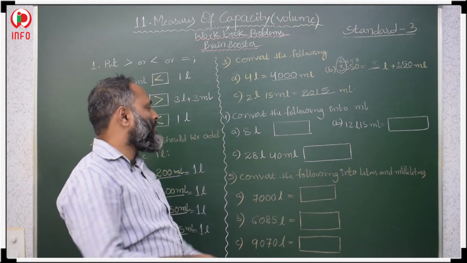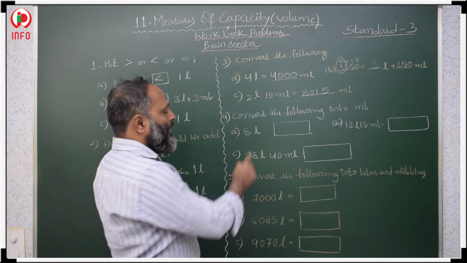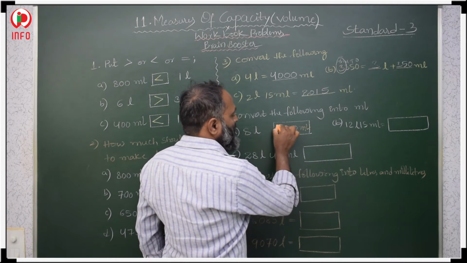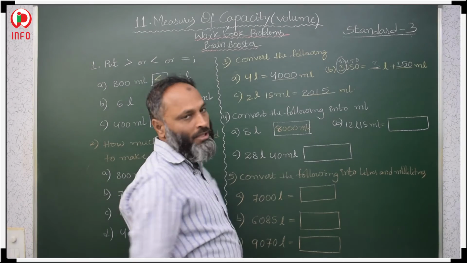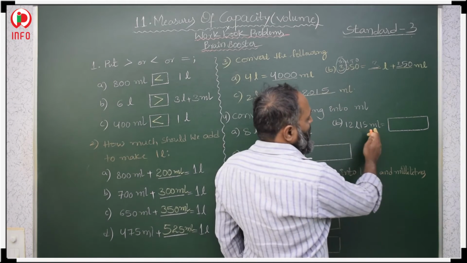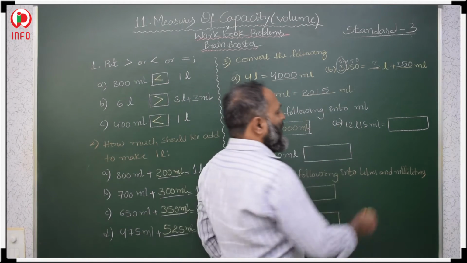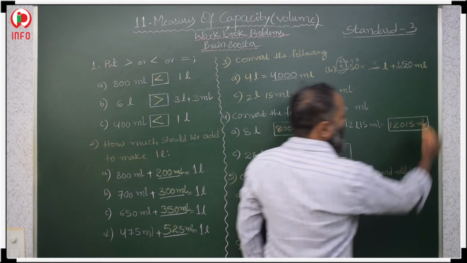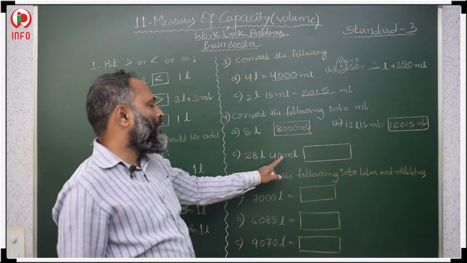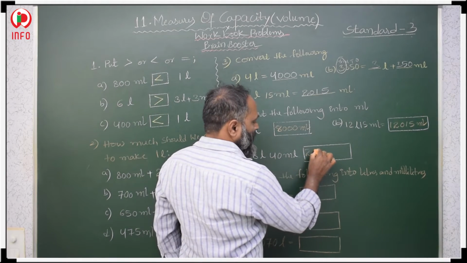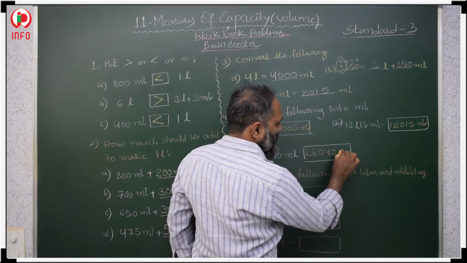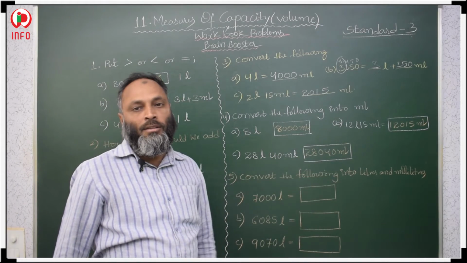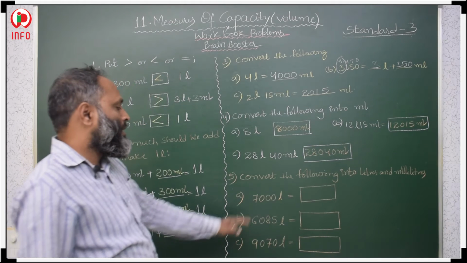Now, in the fourth question, convert the following into milliliters. 8 liters is equal to 8000 milliliters. 1 liter is equal to 1000, then 8 liters is equal to 8000. Then 12 liters and 15 milliliters. 12 liters is equal to 12000, so 12,015 milliliters. 28 liters 40 means 28,040 milliliters. Okay.